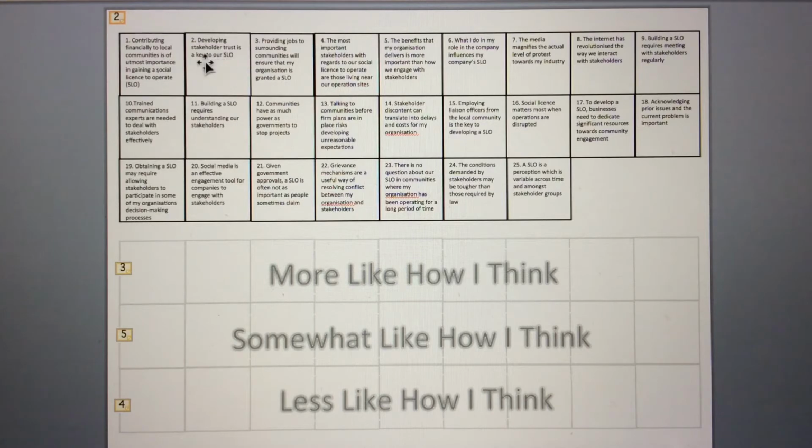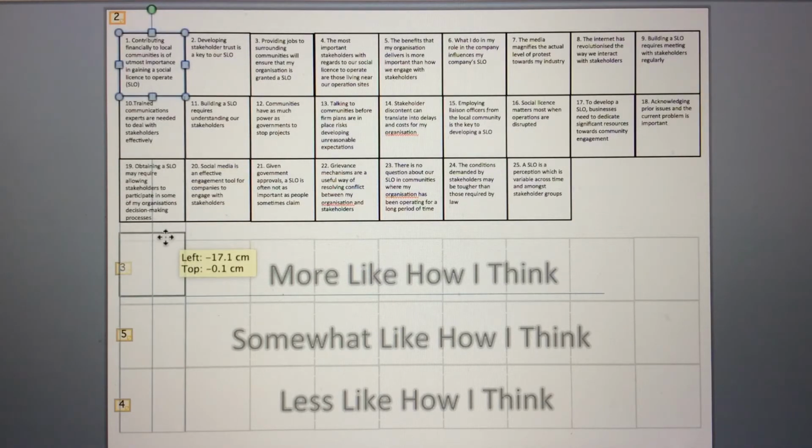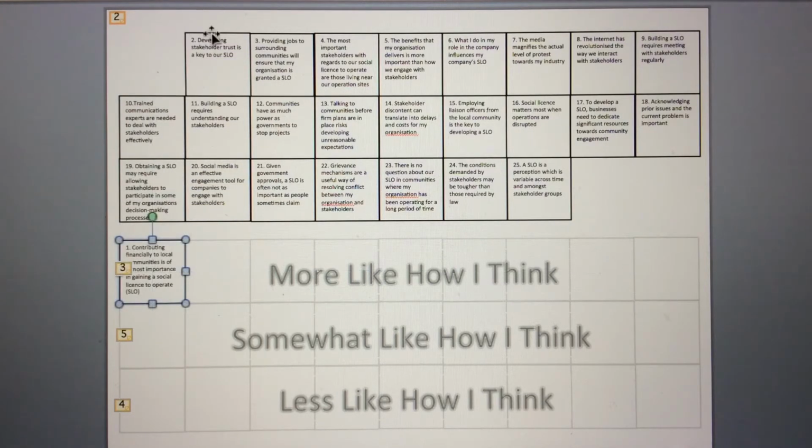Basically there are 25 statements in here that I need to sort into the 3 categories below. Whichever statements reflect either one of these categories, just click and drag them into one of the boxes in whichever row you think they belong. So say for example, if statement 1 to me reflects more like how I think, I'll just click it and drag it into this first box here. And for example, if statement 2 reflects less like how I think, I would click it and drag it into this box below here.